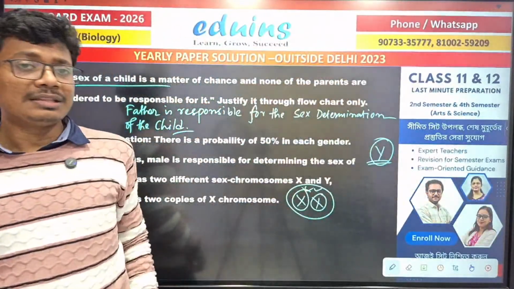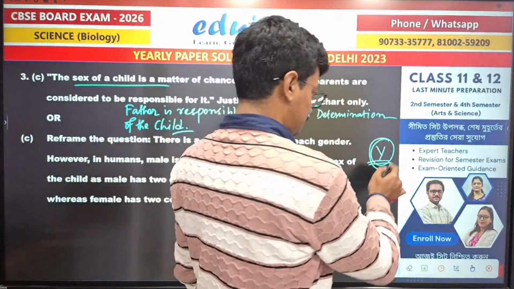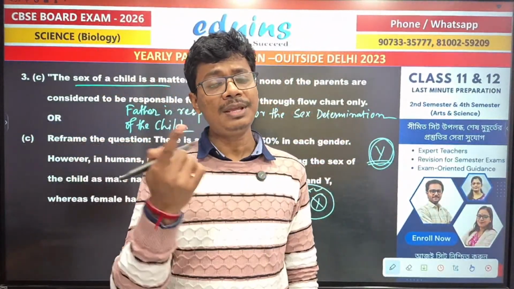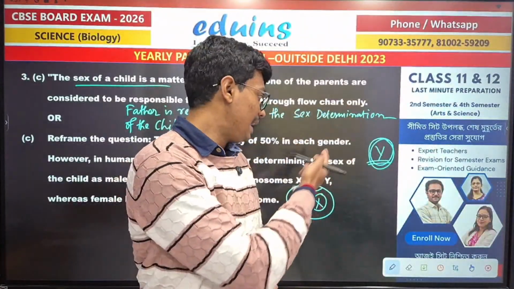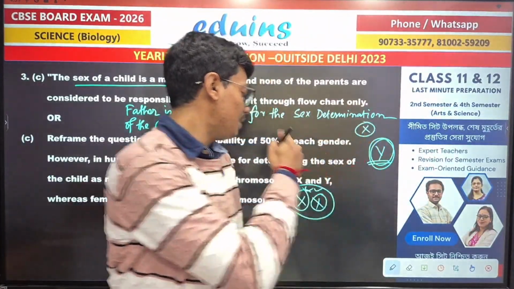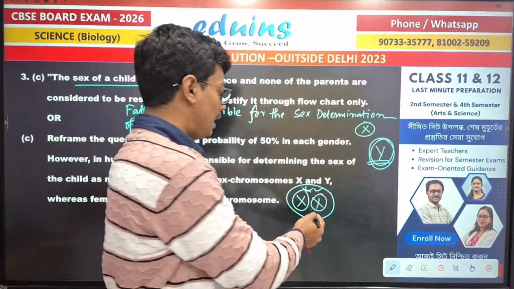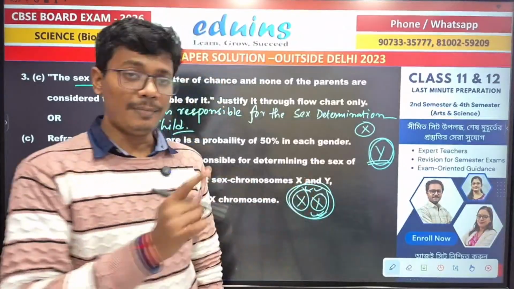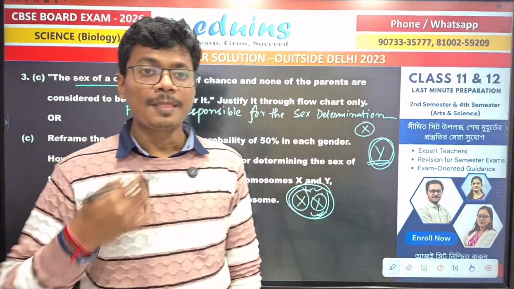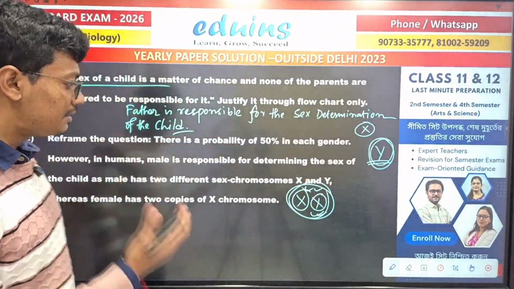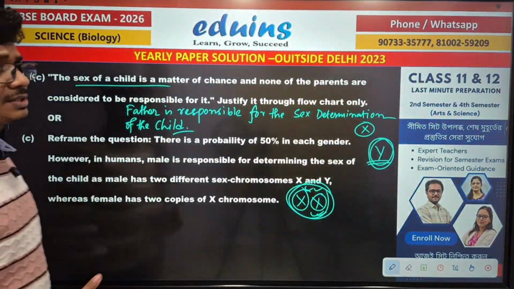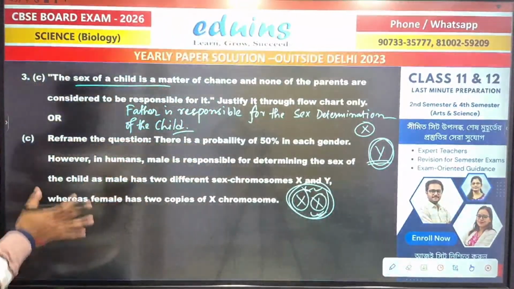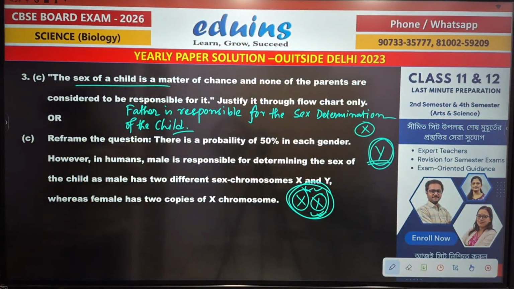Okay, so the Y chromosome that fuses with one X chromosome will be the male, and the X chromosome of the father fusing with any one X chromosome of the mother will give rise to the daughter, so the mother, or the females, are not responsible in the sex determination of the human.